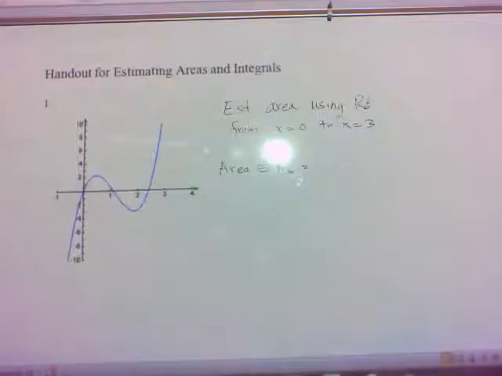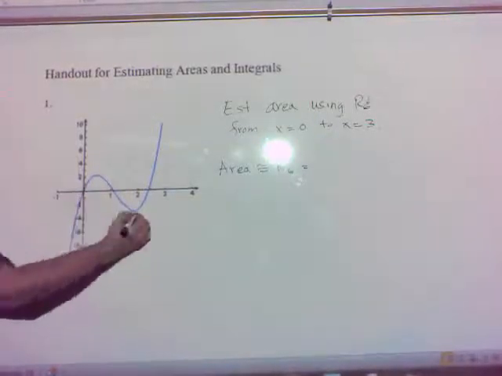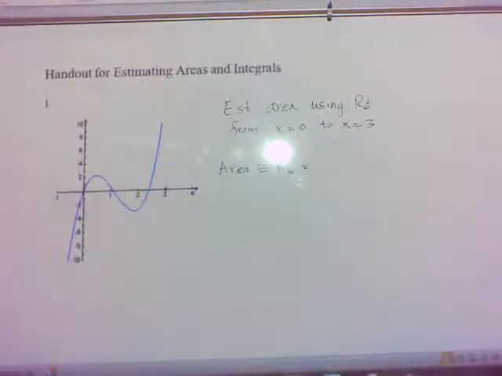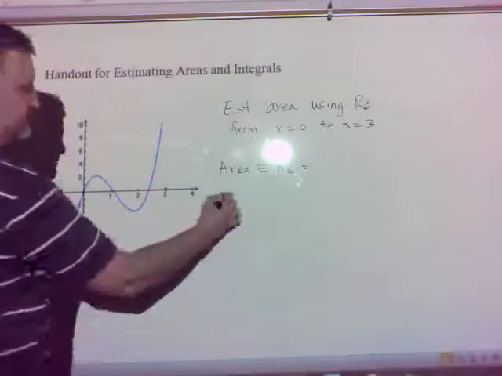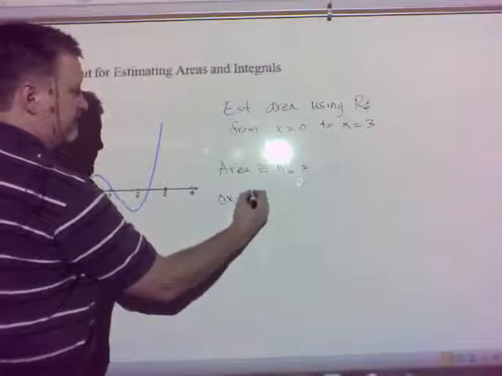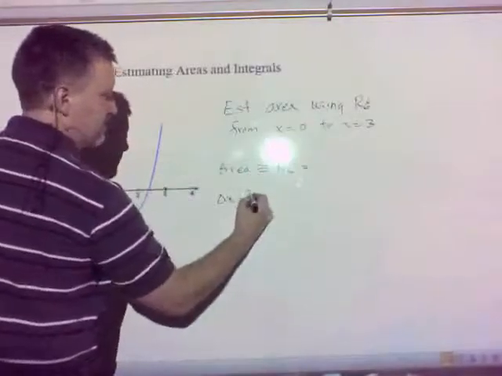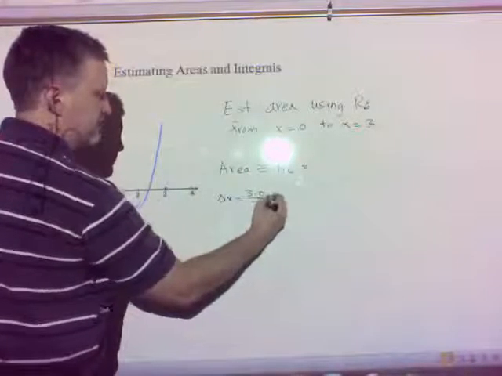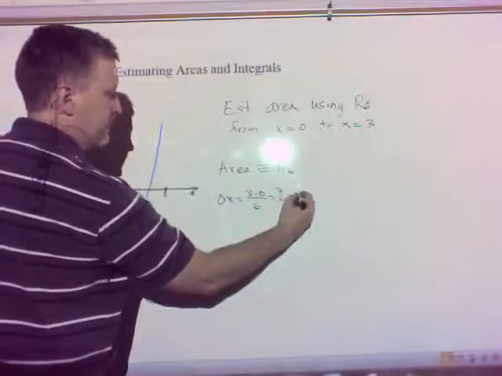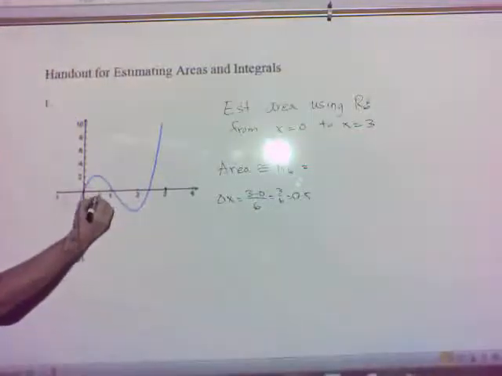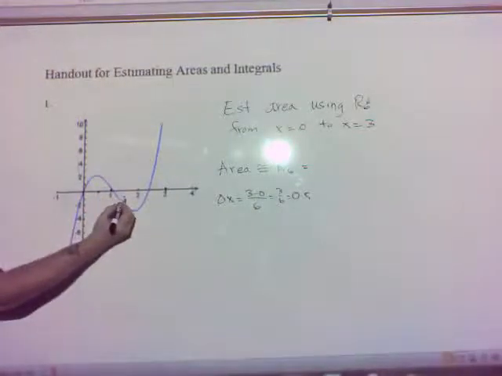Okay, so we've got 6 rectangles. We're going from 0 to 3. So what does that mean as far as the width of each rectangle? It's going to have to be a half, right? Delta x, we call it b minus a. So I've got 3 minus 0 divided by 6 rectangles. So you got 3 over 6. So you get a half. So yeah, each rectangle we're going to have at a half increment here.